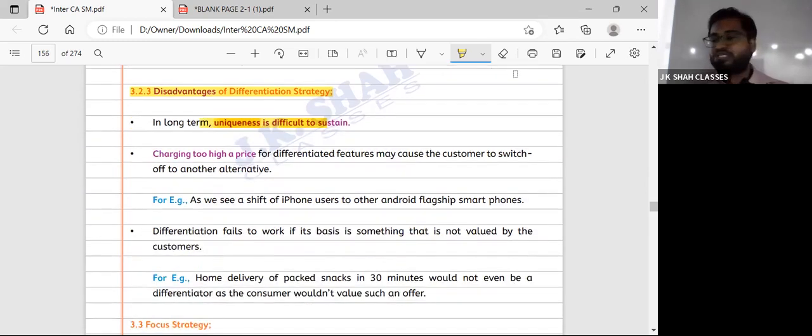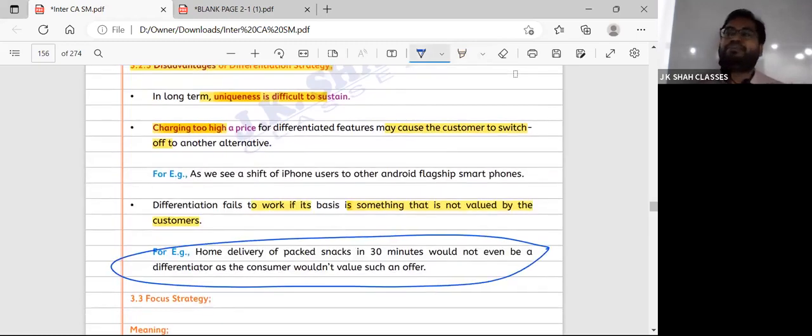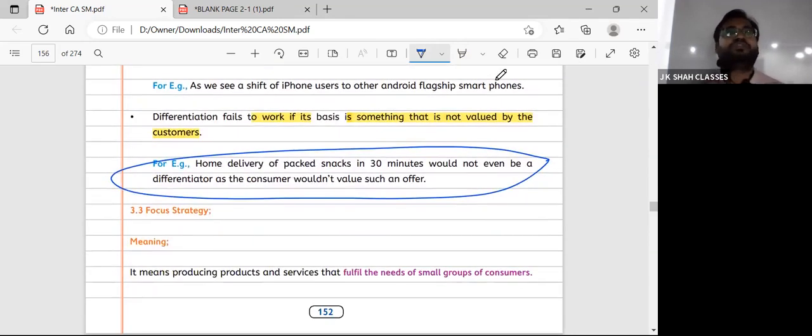Uniqueness is difficult to sustain. Charging too high a price may cause the customer to switch. Differentiation fails to work if the basis is something that is not valued by the customer. This is the same example, guys, which we wrote. Pizza delivery. It's just that we did not write the company's name there. Well understood this. Now time for you to test.